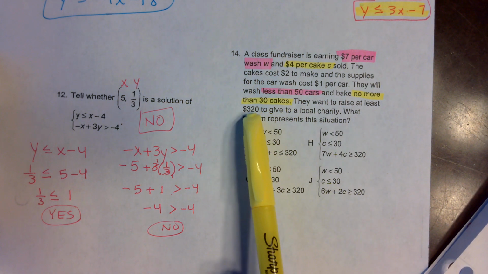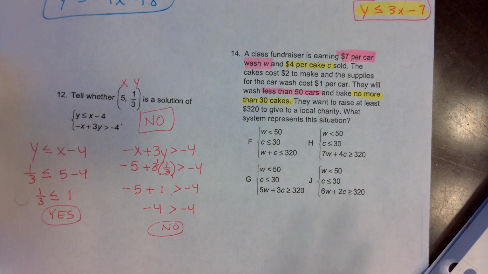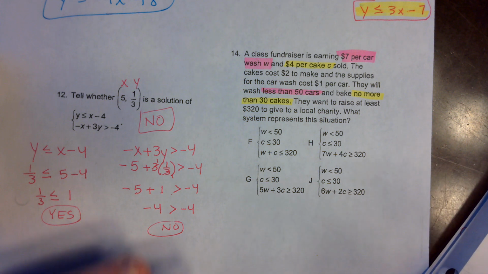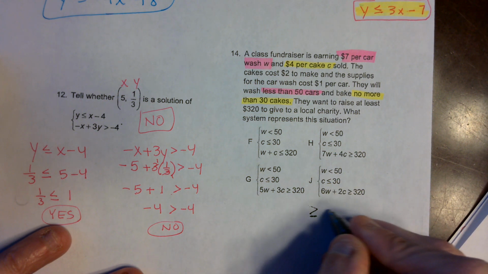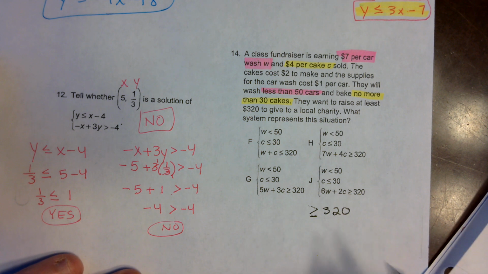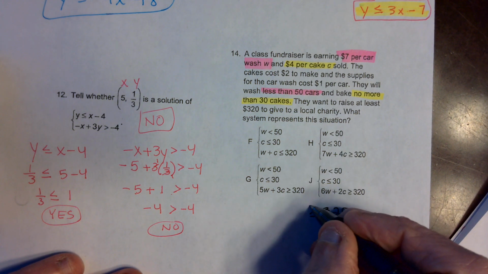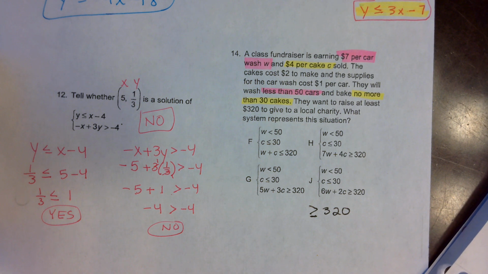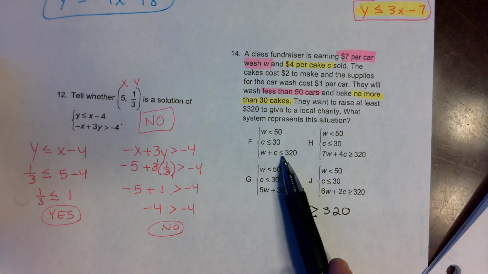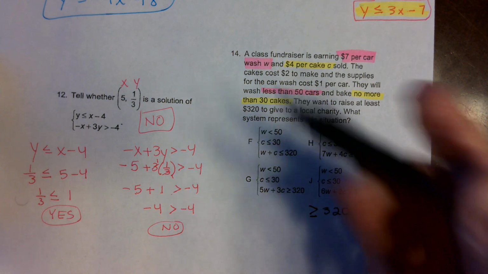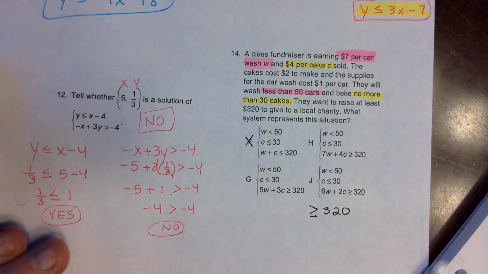They want to raise at least $320 to give to a local charity. Okay, right there. At least $320. How do you write that? That means it could be equal to $320, or more. So for sure, I can rule out at least one, this one. It's not less than, they don't want to earn less than that, they want to earn at least that. So this one's out. Goodbye.